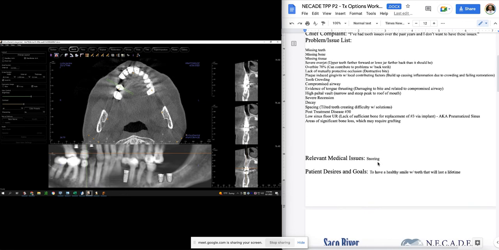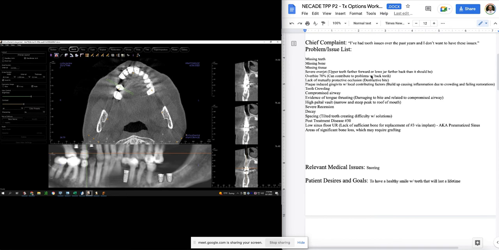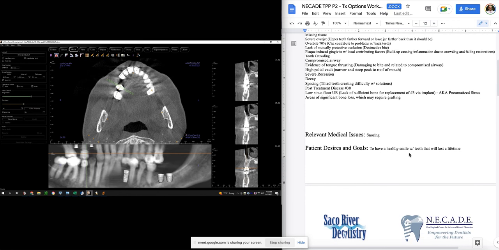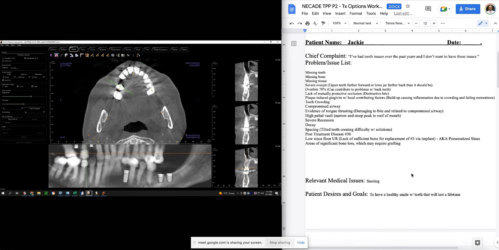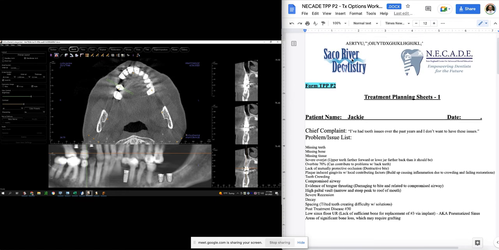So we hit all the high points. In her medical review, she had mentioned she has snoring. Really nothing else. She's probably 70 years old, plus or minus a few years, and that's it. And her goal is to have a healthy smile that lasts a lifetime. She didn't use those exact words, but going back to her chief complaint over here, I've had tooth issues over the past few years, and I don't know why I'm having these issues. It was the frequency of dental problems that caused her to finally say, you know what, Dr. Roy, let's take a closer look at things.